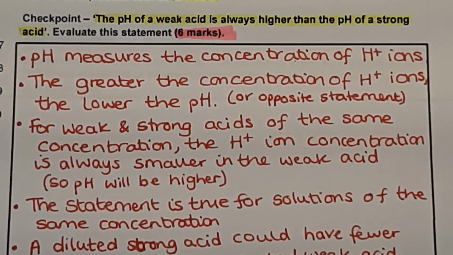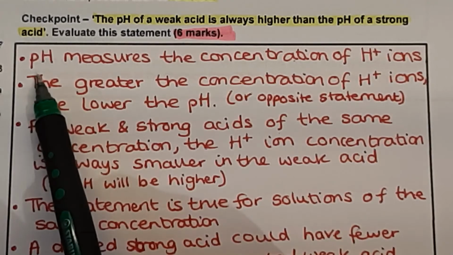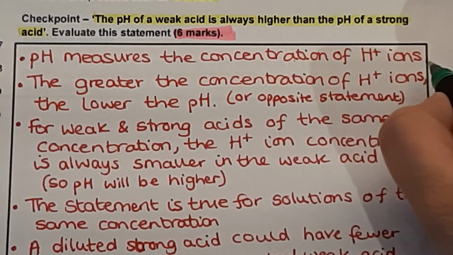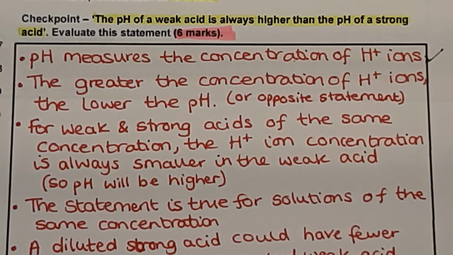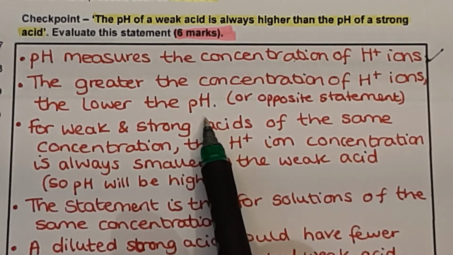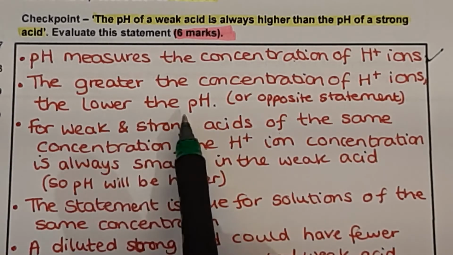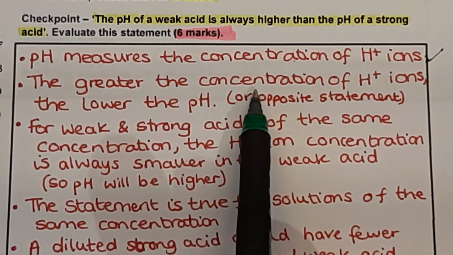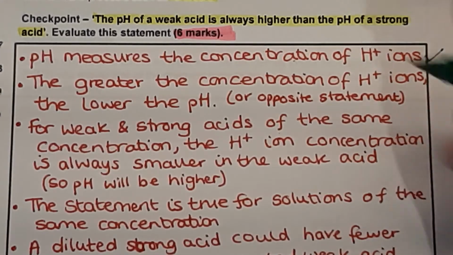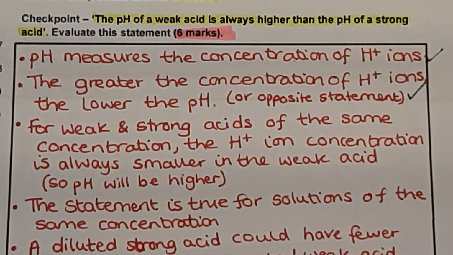So let's go through that. So there's a number of things that you could say. There are 6 statements that all could be good answers for this. So first of all, if you said something along the lines of pH measures the concentration of H plus or hydrogen ions, you can have a mark for that statement. Now, if you've said that the greater the concentration of hydrogen ions, the lower the pH, or the opposite statement, so a low pH is a high concentration of H plus ions, or a high pH is a low concentration of H plus ions, anything along those lines, then you can have a mark for that.